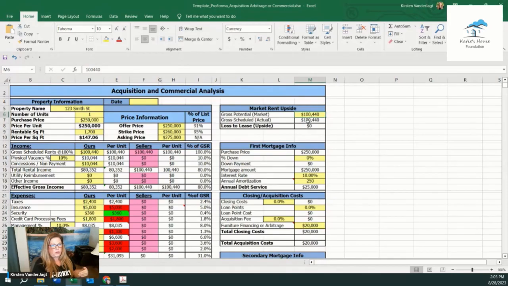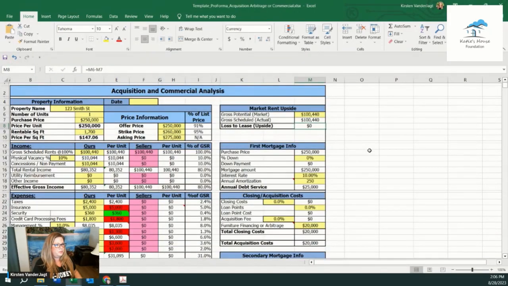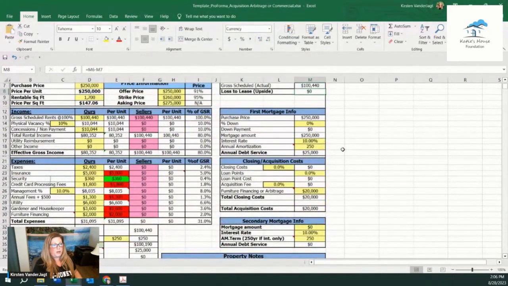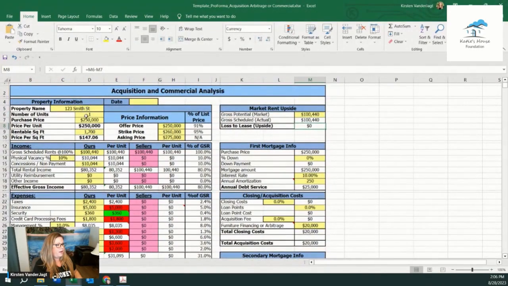Now, if you were looking at buying somebody else's operation, you would have market, which is what it could be. And then you would, of course, have actual, which is what it is. And you could look at what the loss to lease is. We do reference here, be sure you have competitive pricing annually and just in general, unless, of course, you want to quick price something and just get somebody in. Now, that would only be if that was a private payer.